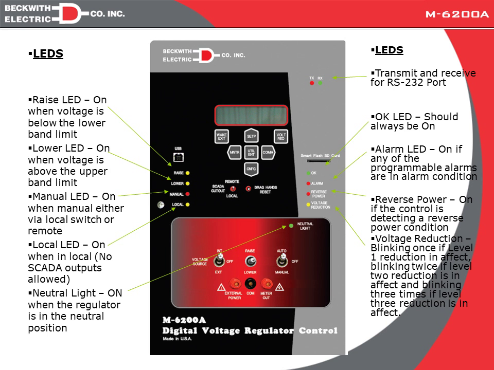The manual LED below will be on if the control is in manual. There are two ways the control can be in manual. Either the auto manual switch could be in a manual position, in which case the manual light will be on, or it could be in the automatic position, but we could be in manual remotely. So if you come to a control and you see the manual light on and the auto manual switch in auto, that means that the control is currently in manual via SCADA.